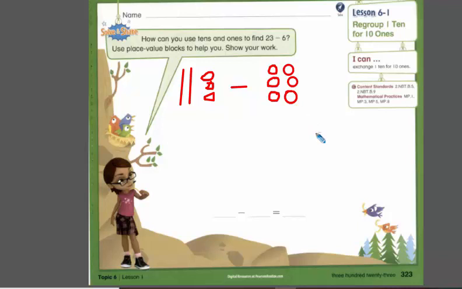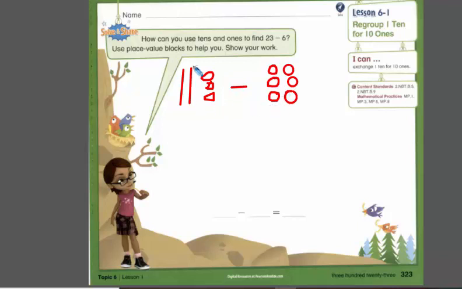Can I say 3 minus 6? Can I subtract 6 ones from 3 ones? No, I don't have enough ones to subtract. So again, can I subtract? Here, look at the equation. Can I subtract 6 ones from 3 ones? No, I don't have enough ones to subtract.